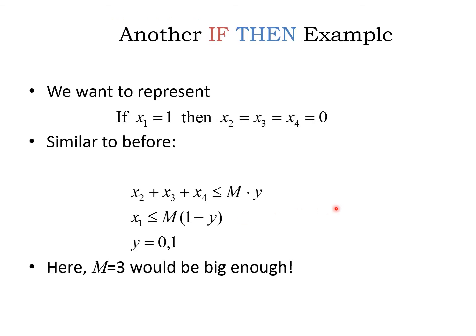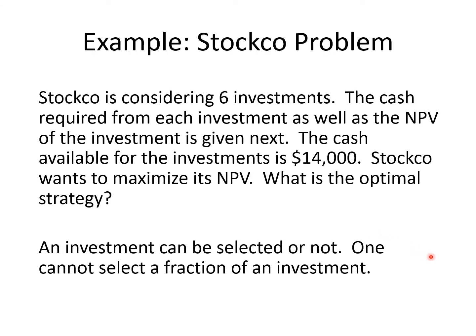Here's another example quickly, same thing, M multiplied by 1 minus y. The difference here is that we took the sum because they're all zeros. Let's look at a comprehensive example that has all these various logical statements or constraints and try to take advantage of them to formulate this problem.